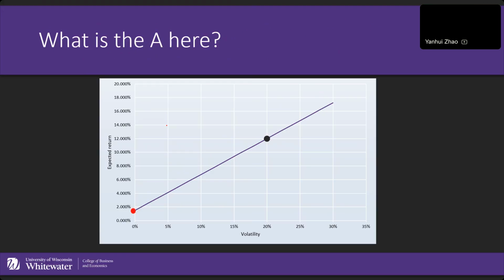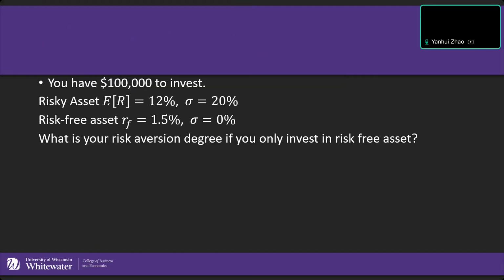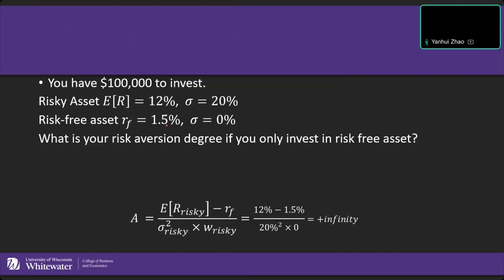What is the A here? Like what's the degree of risk aversion for an investor that holds 100% in the risk-free asset? So let's do the calculation. A equals the expected return on risky assets minus the risk-free asset, so it's 10.5%, divided by 20% squared times the weight on risky assets.